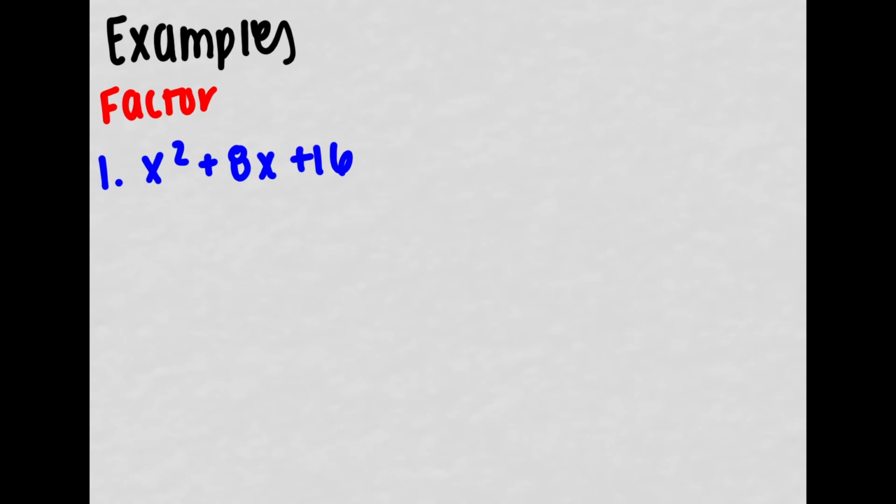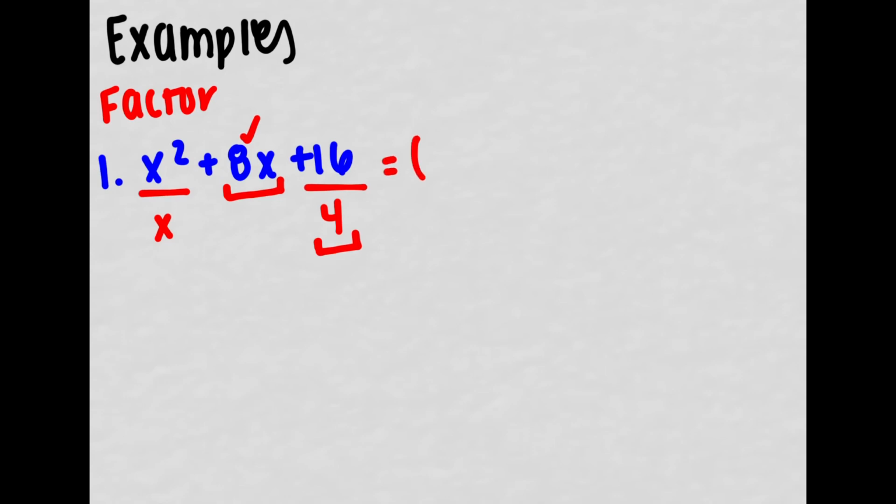You want to look at your first term and your last term. I want to take the square root of both of those. So the square root of x squared is x. The square root of 16 is 4. Now I need to see if I double this number, will it give me the middle number? So 4 times 2 does give me 8, so I can use a perfect square here.